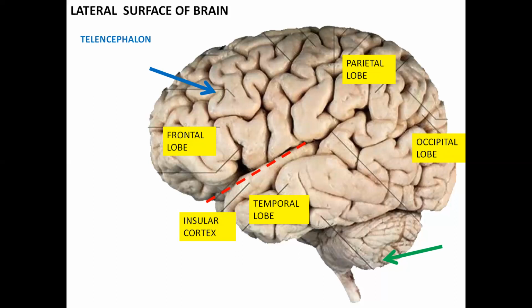Now, the green arrow is pointing at the cerebellum. The cerebellum is the second largest part of the brain. It is located in the posterior cranial fossa. The pink arrow is the pons. Above the pons will be midbrain. Below the pons is medulla oblongata. The medulla oblongata is going to continue down as spinal cord. So in this picture, we have seen about telencephalon.